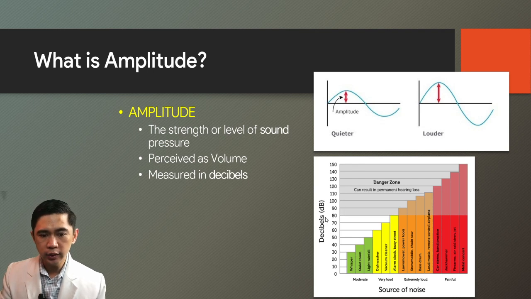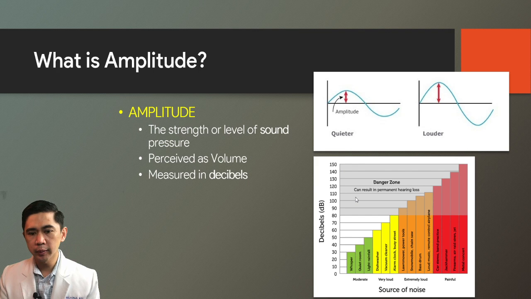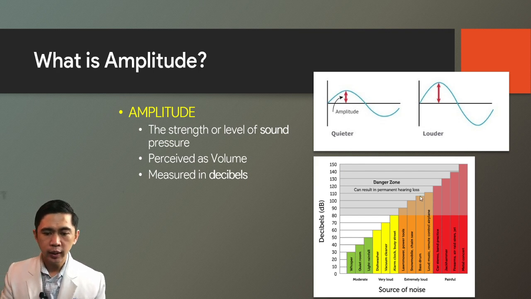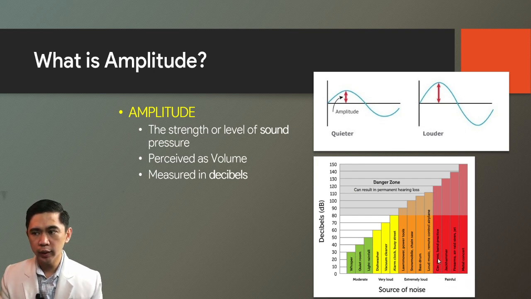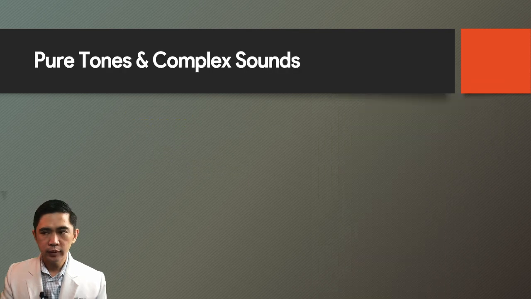Now, also in this chart, we can see that at 80 decibel levels, it is already harmful to our ear, as it can result to a permanent hearing loss. And those with 120 decibels and above, it can already be painful when hearing it. Here we will know the pure tones and the complex sounds.